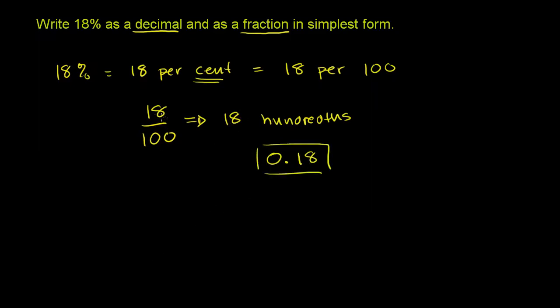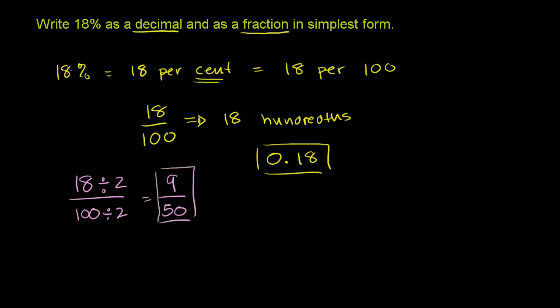And if we write it as a simplified fraction, we need to see if there is a common factor for 18 and 100. They're both even numbers, so we know they're both divisible by 2. So let's divide both the numerator and the denominator by 2. 18 divided by 2 is 9, and 100 divided by 2 is 50. I don't think these share any common factors. 50 is not divisible by 3, and 9 is only divisible by 3, 1, and 9. So this is the fraction in simplest form.